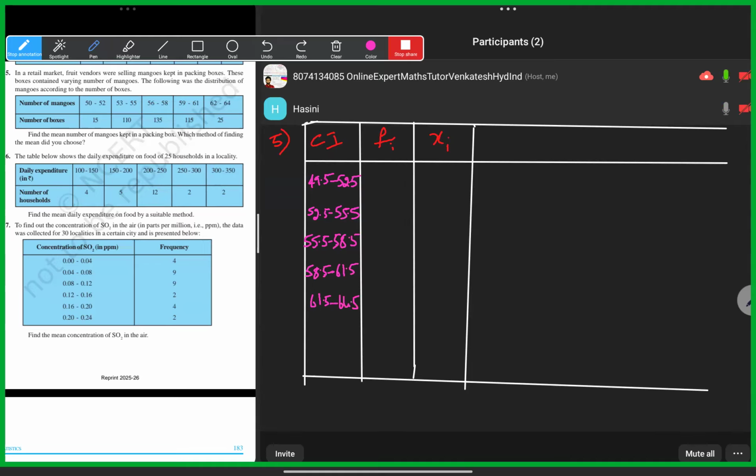So now the FI values: 15, 110, 135, 115, and 25. Okay, Hasni. Okay, sir.